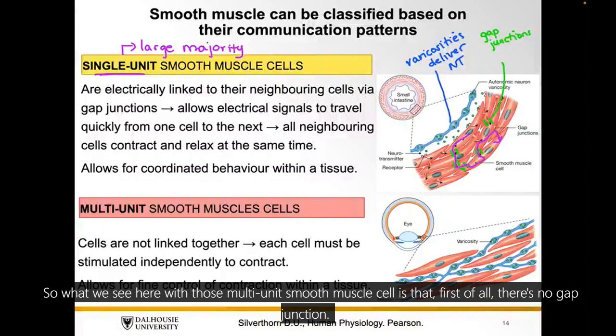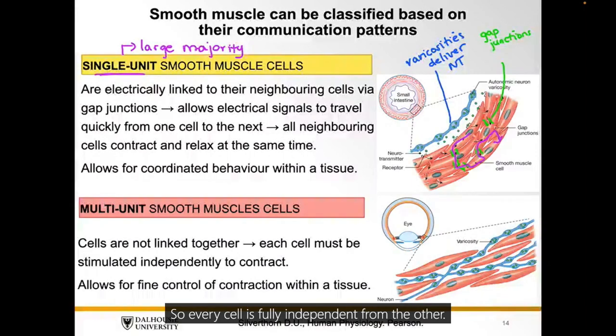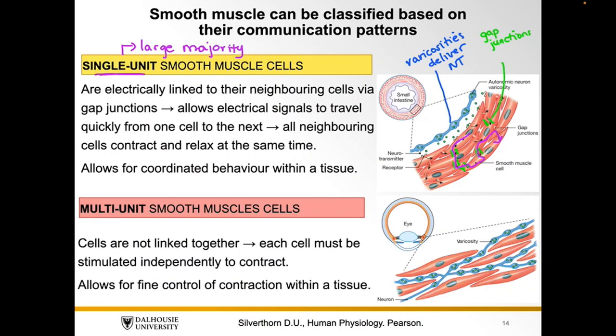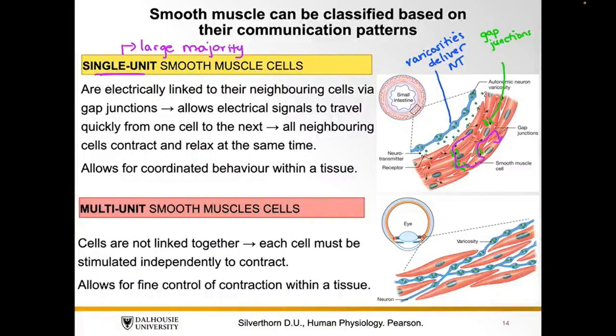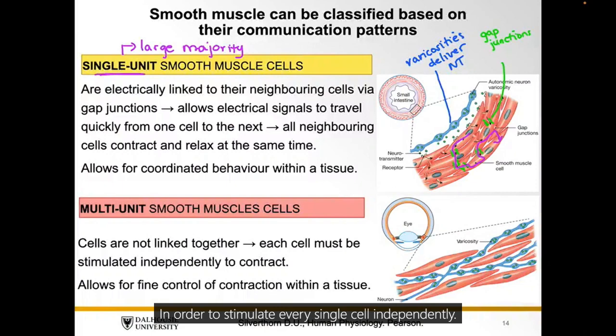So what we see here with those multi-unit smooth muscle cells is that, first of all, there's no gap junctions, right? Every cell is fully independent from the other. And the other thing that we see is that these varicosities actually go all the way through the tissue in order to stimulate every single cell independently.